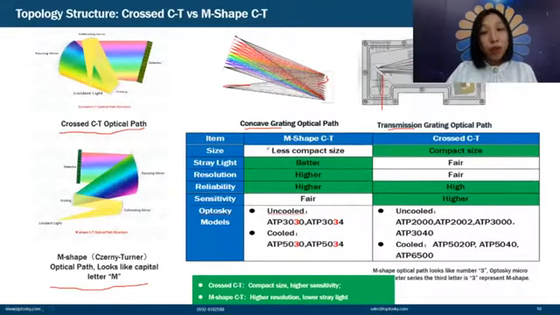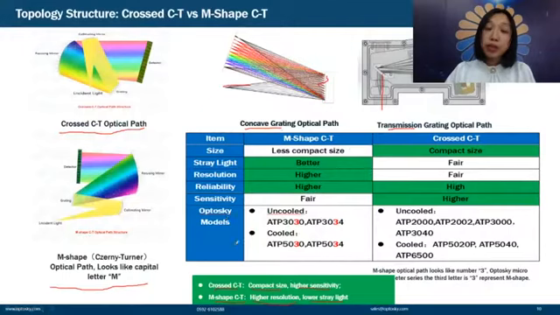In this sheet we compared the M-shaped CT and cross-shaped CT, because they are the most common optical topological structures. Both have their advantages and disadvantages. Like cross CT, the size is more compact and the sensitivity is better. But M-shaped CT has a higher resolution but a lower straight line. So for high-end Raman spectrometers, we use quite a lot of M-shaped CT spectrometers.